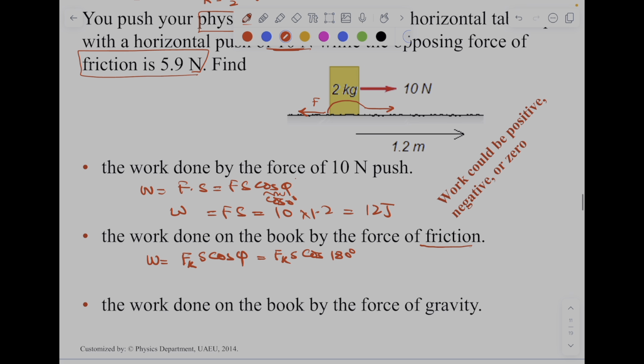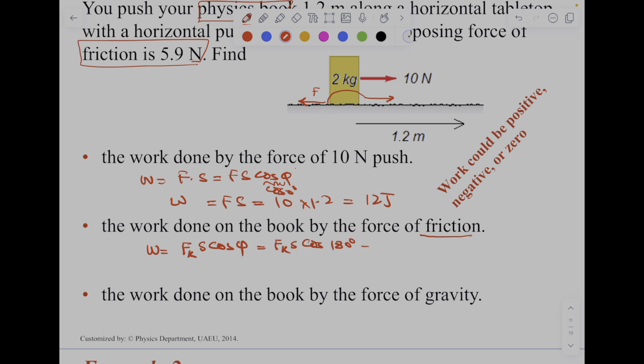Your friction force is 5.9, so 5.9 multiplied by 1.2 cosine of 180, and cosine of 180 is minus 1. You calculate this, you will get minus 7.08 joules of work.